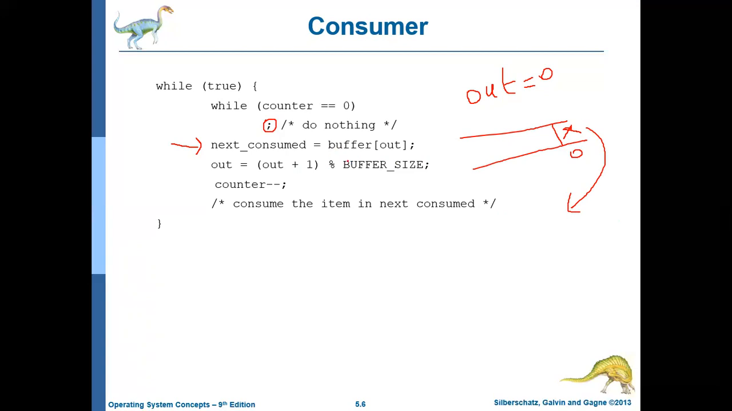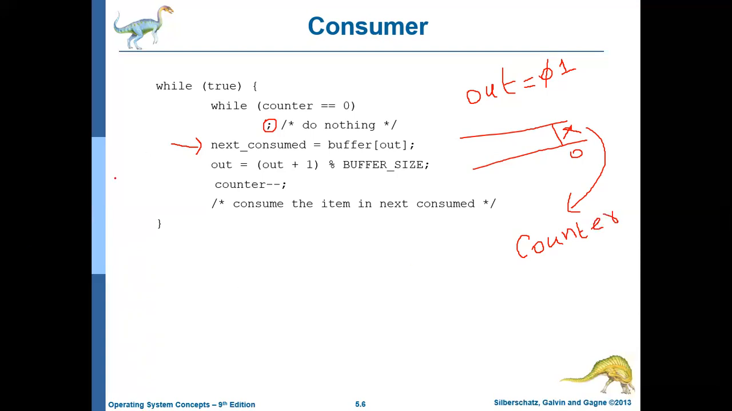And then it increments the out. Out is equal to (out plus 1) modulo buffer size. That is, out becomes 1. No more out is 0, now out is 1. And counter minus minus. Now counter will become what? Now counter becomes 0, because the producer produced only one item and kept it, and now counter becomes 0.